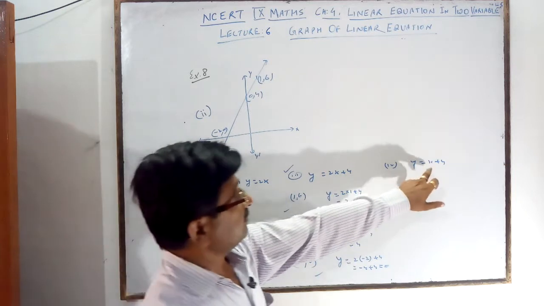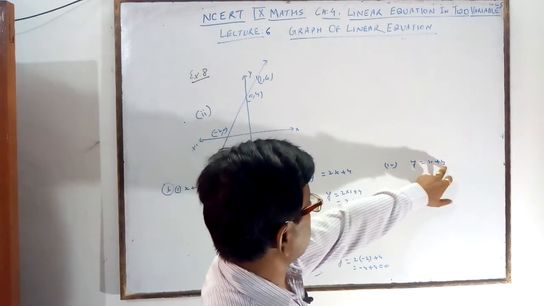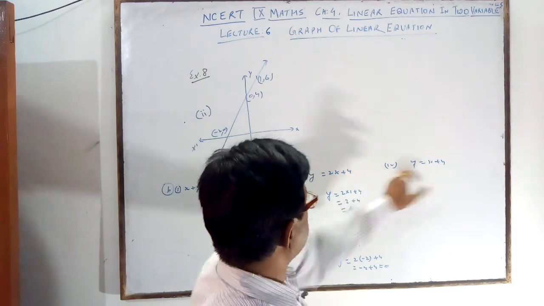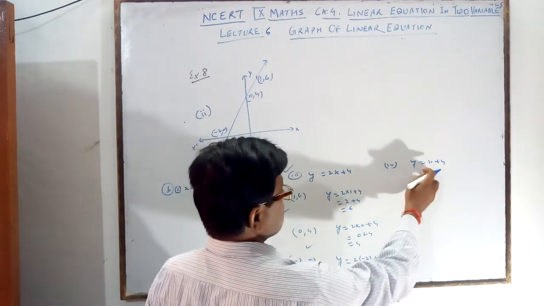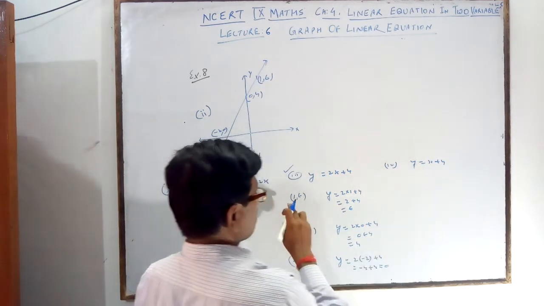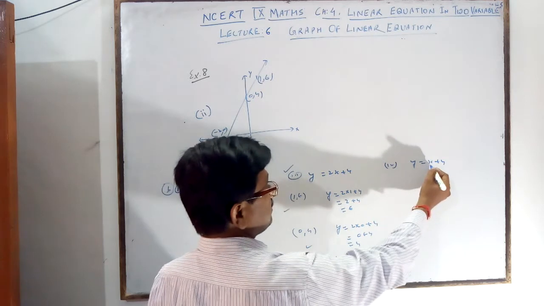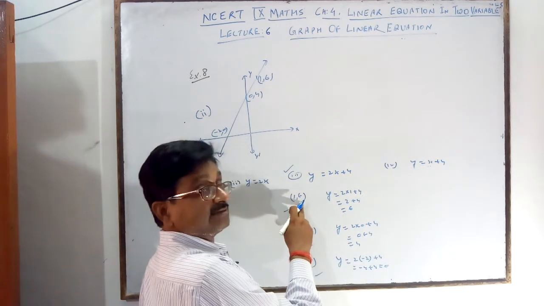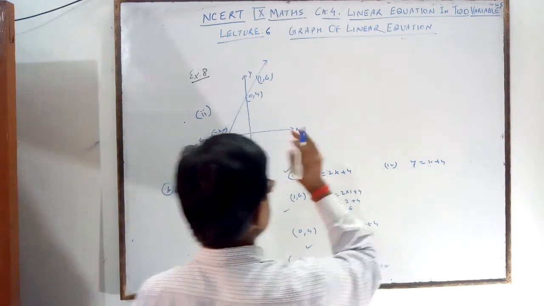Here you will check the other one. Then 1 and 6. 6 is not 1 plus 4, which is 5. Here only 1 and 6 is not correct. You see, 1, 6, x is 1, 1 plus 4 is 5, but your answer is 6. So only this one is the correct one.